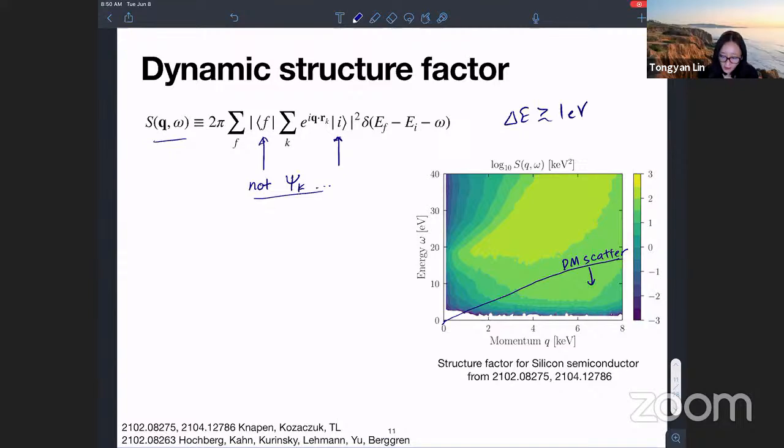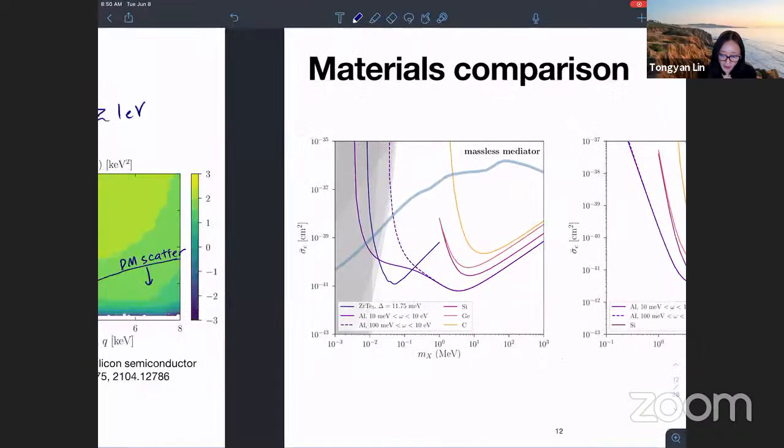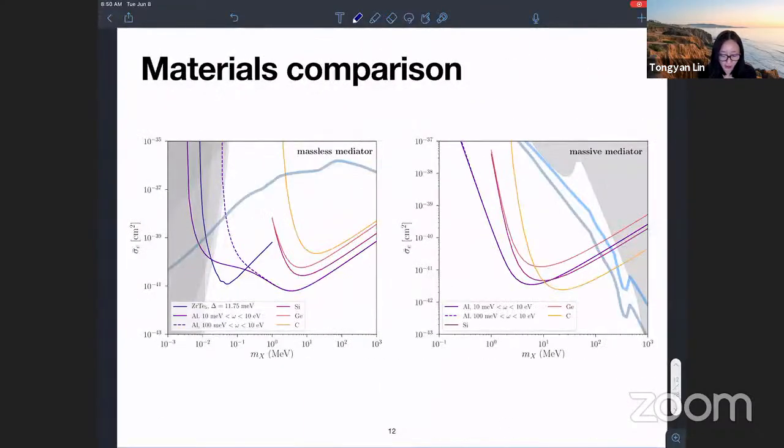Okay, so given that, here's a comparison of different kinds of materials that have been studied in the literature so far. So basically, we've been looking at different structure factors, and now I'll show you how that translates into a reach in the dark matter electron scattering cross-section plane. So dark matter mass and electron cross-section.